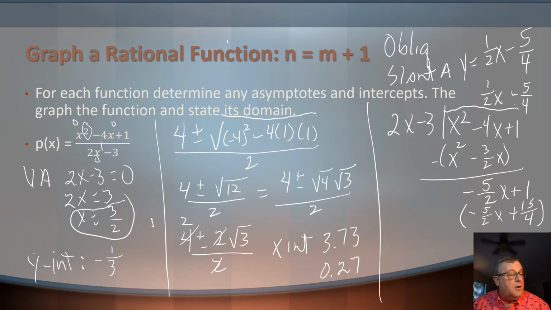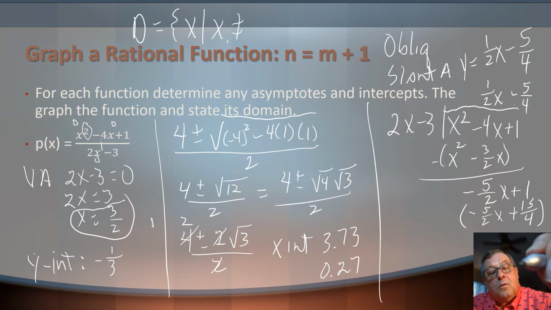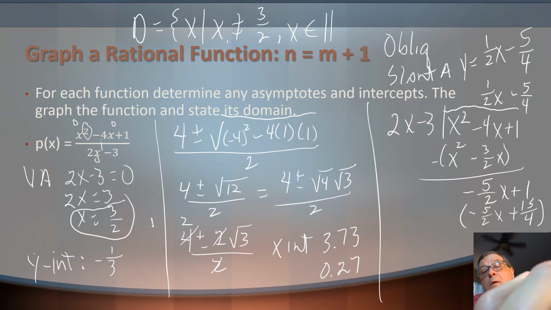In this case, the domain cannot equal 3/2. It can equal any other number other than 3/2. So let's go ahead and write it, that the domain is equal to x such that x does not equal 3/2, and that x is an element of all real numbers. It just can't equal 3/2. What was the other one? Negative 4. x cannot equal negative 4. All right, let's go graph. We'll go from there.